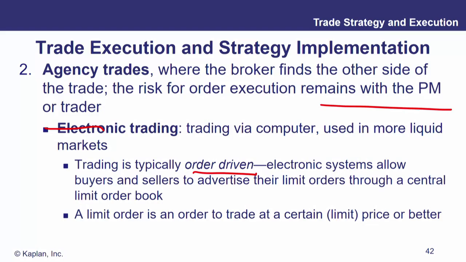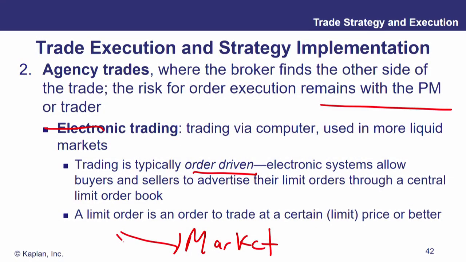Now remember, a limit order is an order to trade at a certain price or better. Don't confuse that with a market order. A market order says, go ahead and execute right away. So you know you'll get filled, you just have price uncertainty. The limit order is backwards. You get price certainty, but you don't know if you're going to get filled. Okay, so the CFA Institute seems to really like to focus on limit orders versus market orders. So don't lose easy points here.